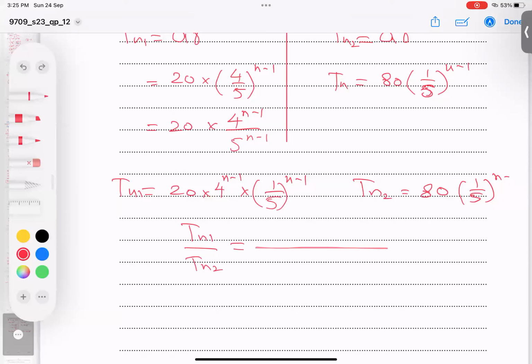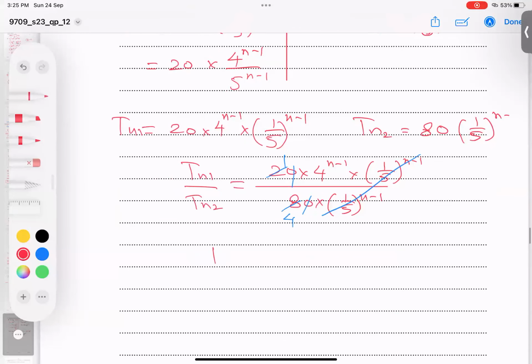Look, I'll show you. 20 times 2, 4 to the power n minus 1 into 1 over 5 to the power n minus 1. And say this is going down, 80 times 2, 1 over 5 to the power n minus 1. This completely cancels. This 0 cancels, and I get what here? 2 ones are 2, 2 fours are 8.